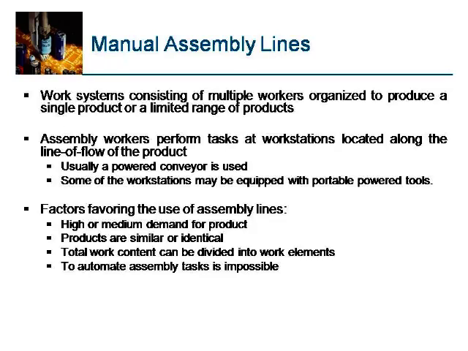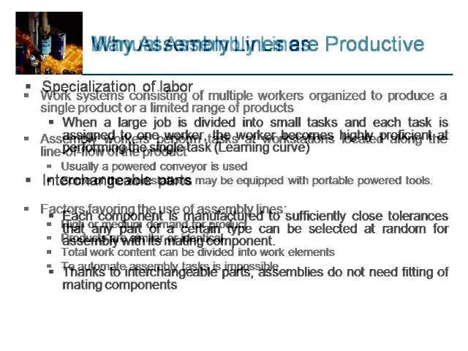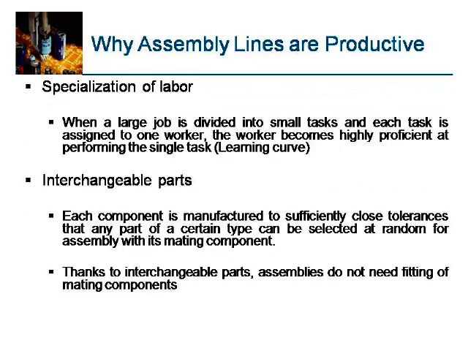These are all typical products where assembly lines are used, and it is a need of the hour. Products are similar or identical, which favors the assembly, and the total work content can be divided into work elements, and to automate assembly tasks is impossible. Whenever the assembly tasks are not automated, you can go for manual assembly tasks.